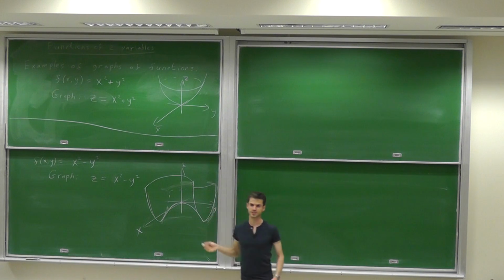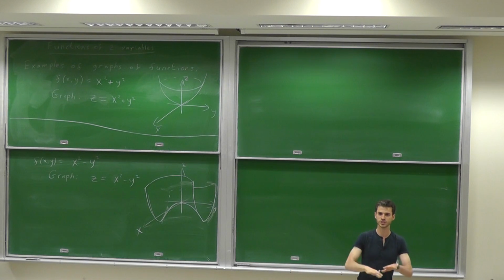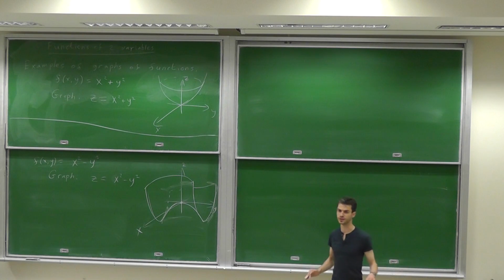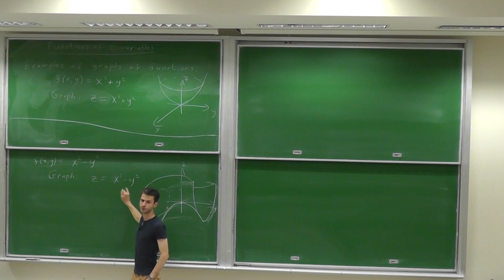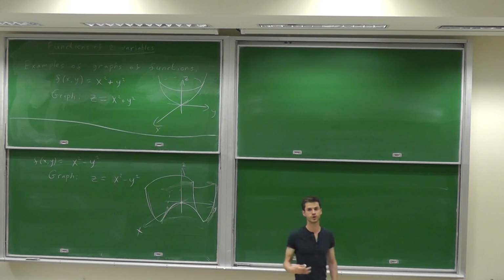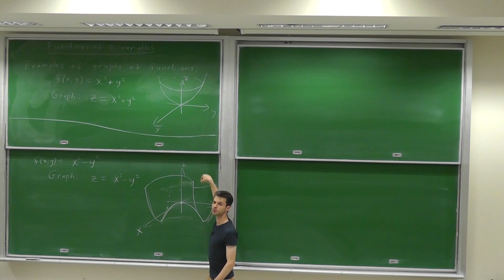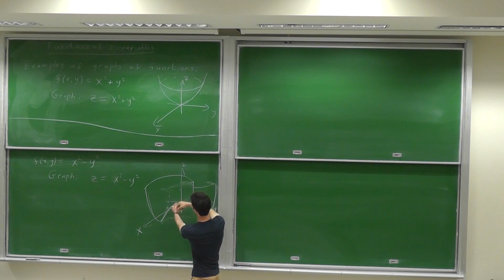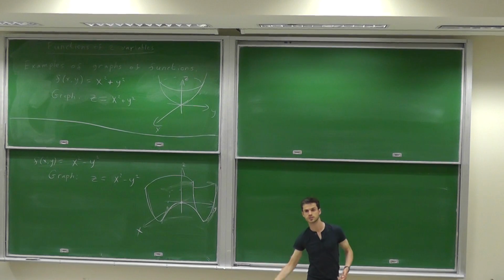And now notice, we do have points both above the floor, above the xy plane, and below the xy plane, which is reasonable. Look at this function. If x is larger than y, the function is positive. If x is smaller than y, the function is negative. So we should expect points at a positive height, somewhere here, and at negative height. If you move along the y-axis, the function becomes more and more negative.